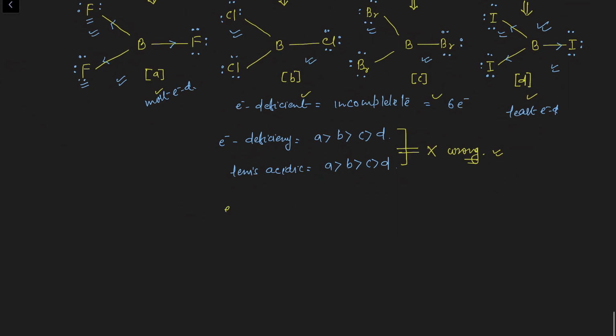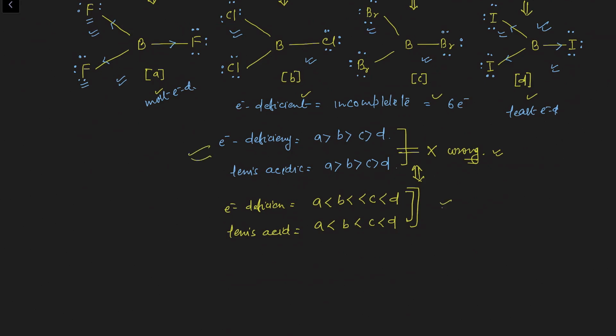So the correct order of electron deficiency of boron halides is that A is less electron deficient than B, than C, than D. And when you check the Lewis acidic character, you will find BF3 is less Lewis acidic than B, than C, than D. Now what is the answer to this contradiction? What is the reason behind it? Why are the boron halides not showing the first order? Why are they showing this order?